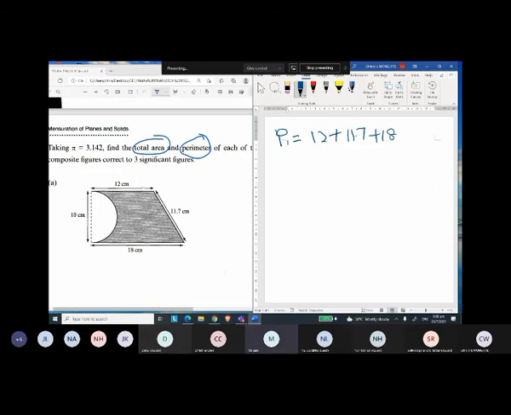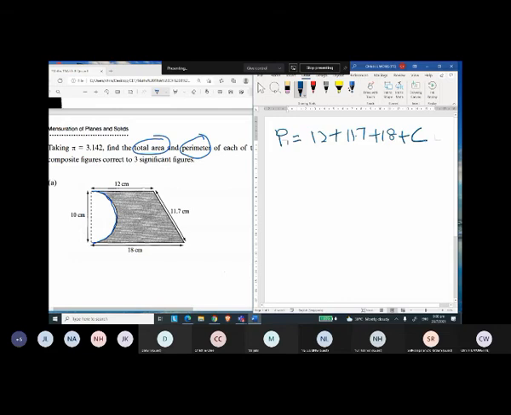Calculate the half of the circle. Yes, correct. You must calculate this. So in other words, you need to add 12 plus 11.7 plus 18, and then you add the half circumference of the circle. So now you need the circumference.